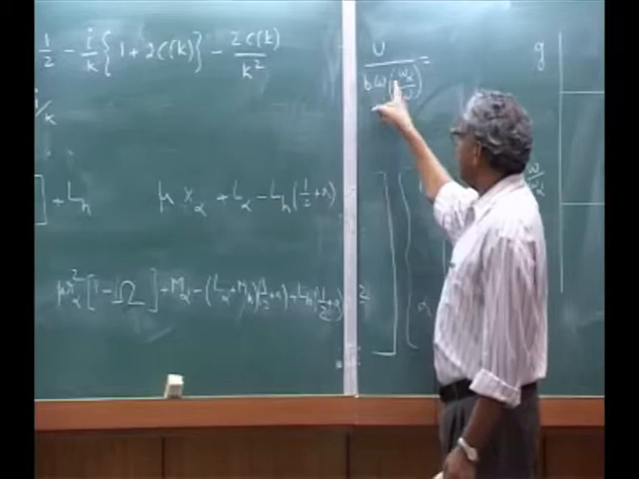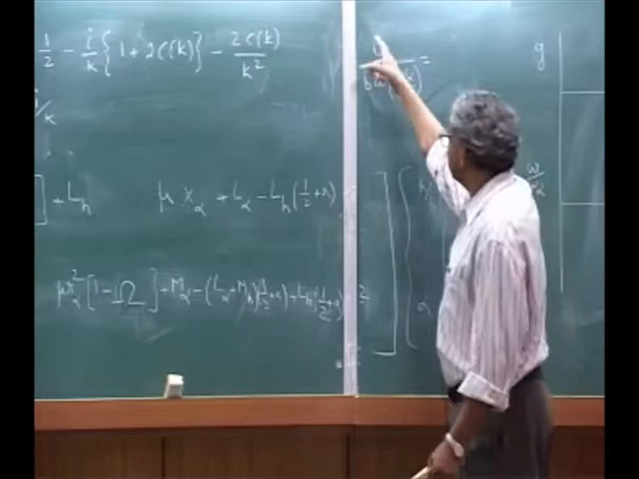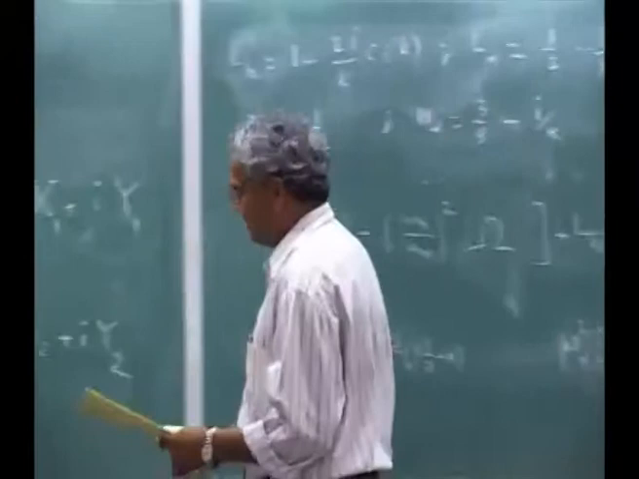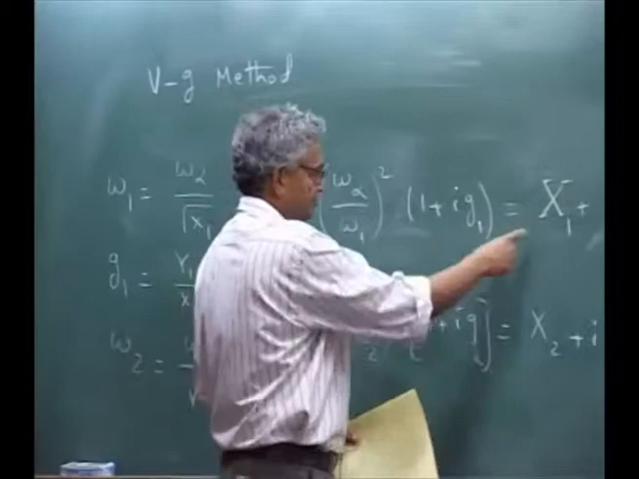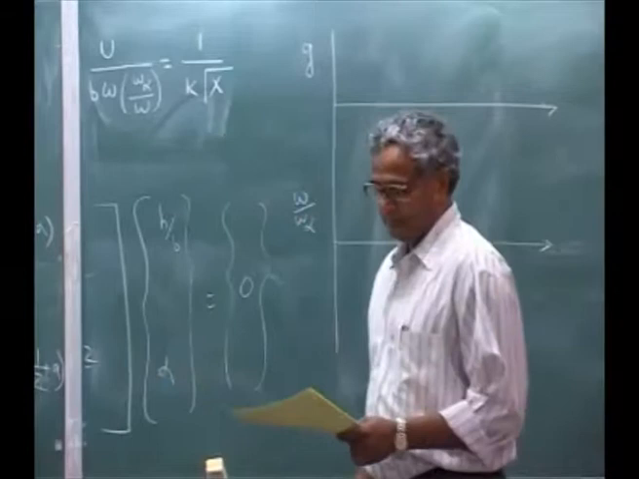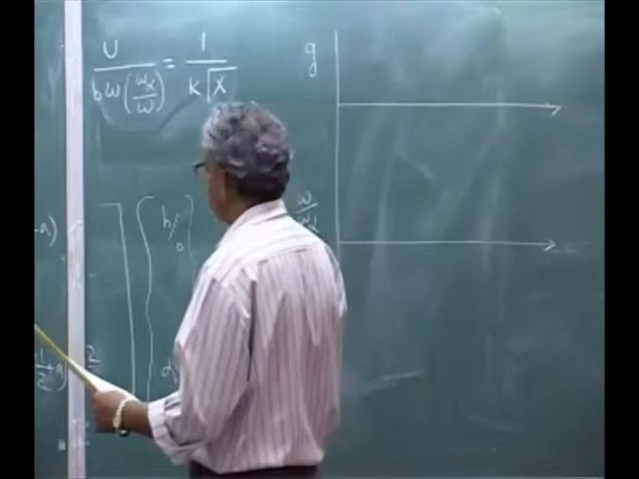This is what? U over b omega alpha. This is what? And what is omega alpha over omega? That is square root of x. So, I will put it square root. This square root of this. Right?